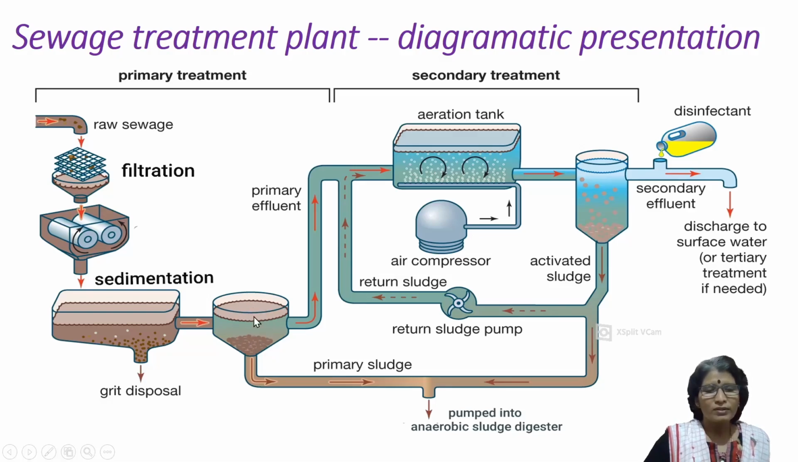So here also the sewage settles for some time. At that time any solid particles present are also deposited at the base. That is called primary sludge. This primary sludge passes through this pipe and enters the anaerobic sludge digester. I will explain about the anaerobic sludge digester later. Then after removing the solids, the primary sludge, the supernatant called primary effluent passes through the pipe and enters the aeration tank. From here onwards, we call it secondary treatment.